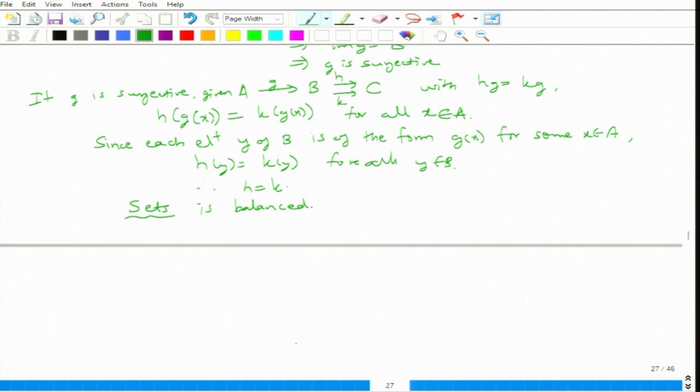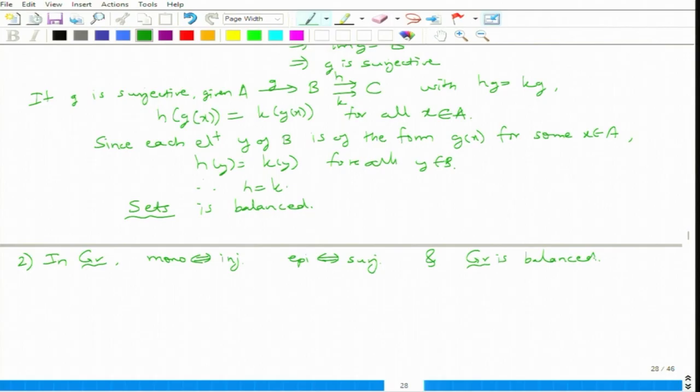Okay, I'm just going to continue writing over here. Second example. In the category of groups, I think we are using GR. In GR, mono if and only if injective, and epi if and only if surjective. Both hold, and GR is balanced.